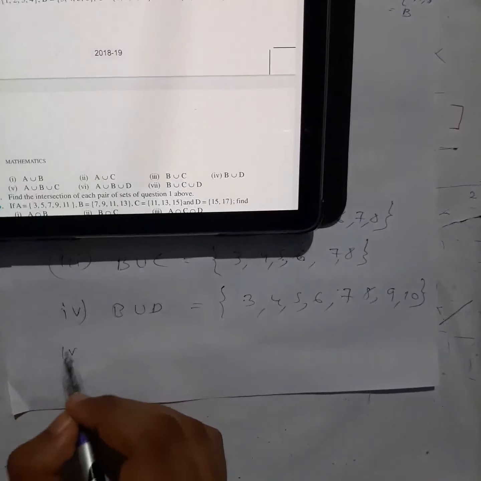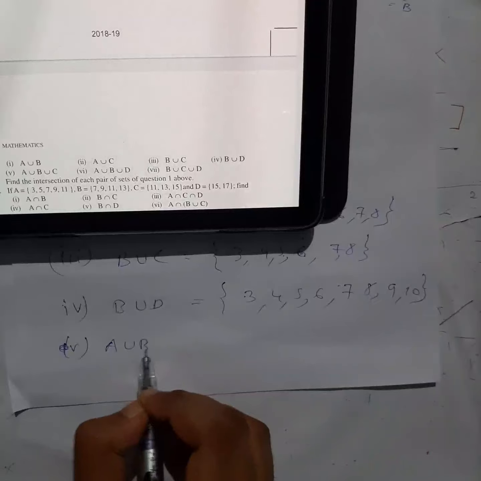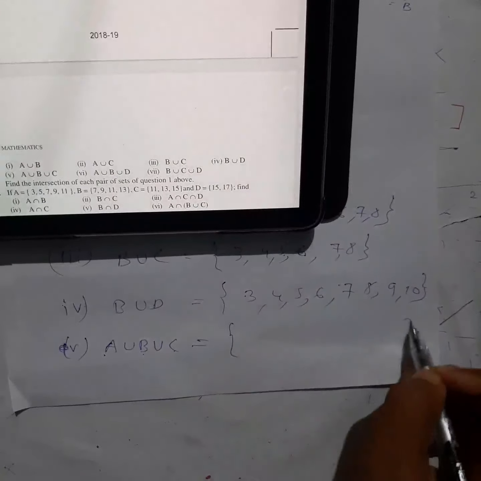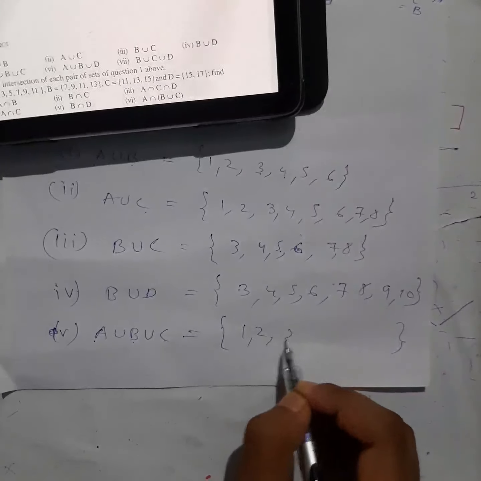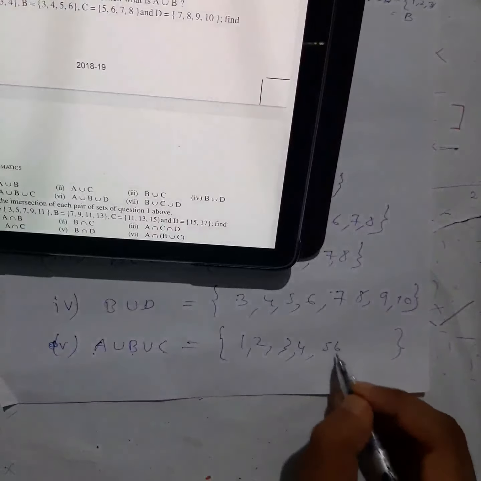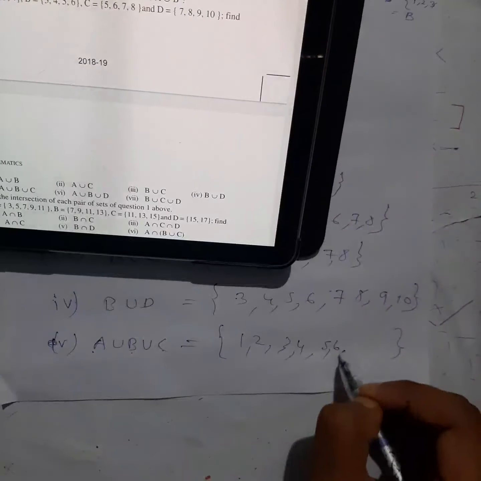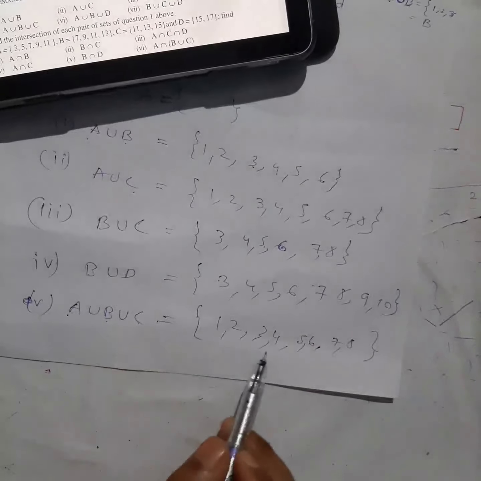Similar question. Number 5. A union B union C means A elements, B elements, C elements must be there in this set, okay? So all elements of A, let me write down 1, 2, 3, 4. So these are elements of A. Next elements of B are 3, 4, 5, 6. 3, 4 I'm not going to repeat. 5, 6. Elements of C are 5, 6, 7, 8. 5, 6 I will not repeat. 7, 8. Okay, so all elements of A, B, C are there in this set. So union means all elements must be there.